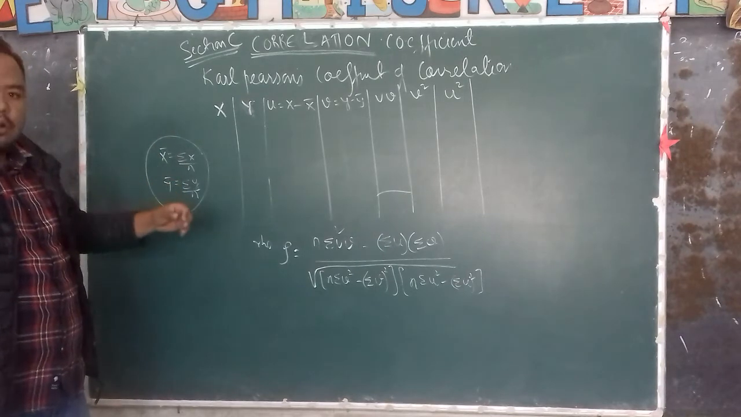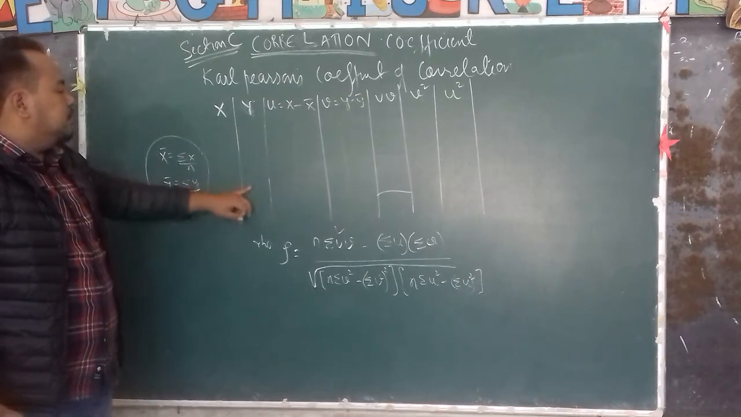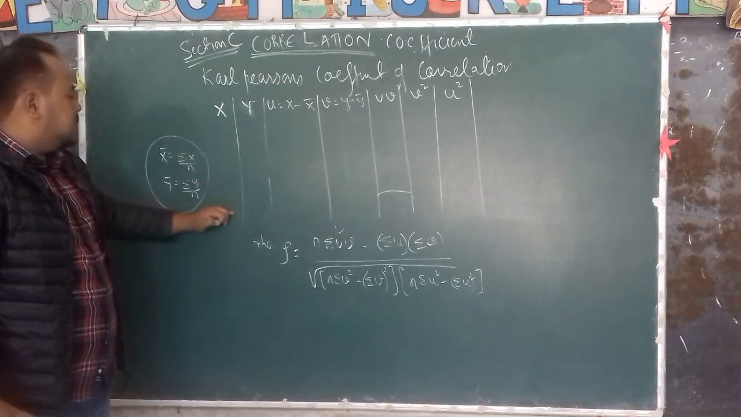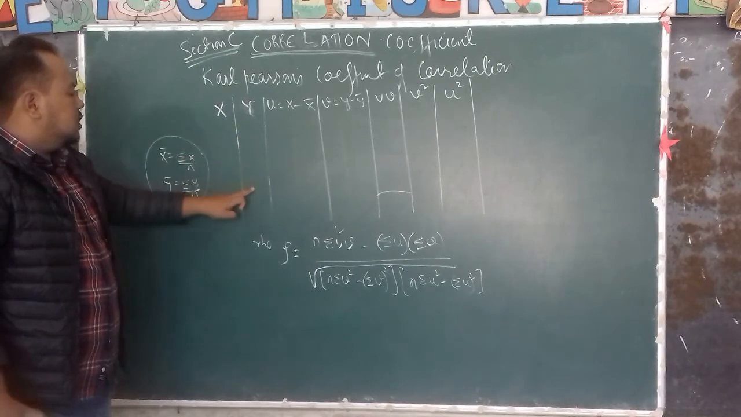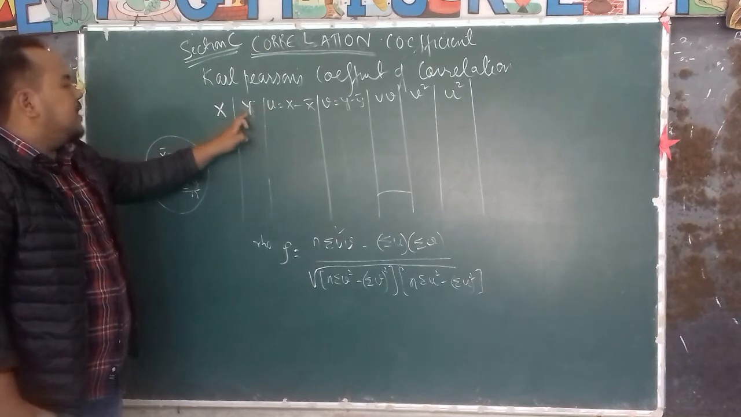Make the data small by using this conversion. So once again, first x and y will be given, add the total, divide by n. N is the number of data, you get x bar. Add the total of y, divide by n, you get y bar. Convert x to u, convert y to v.